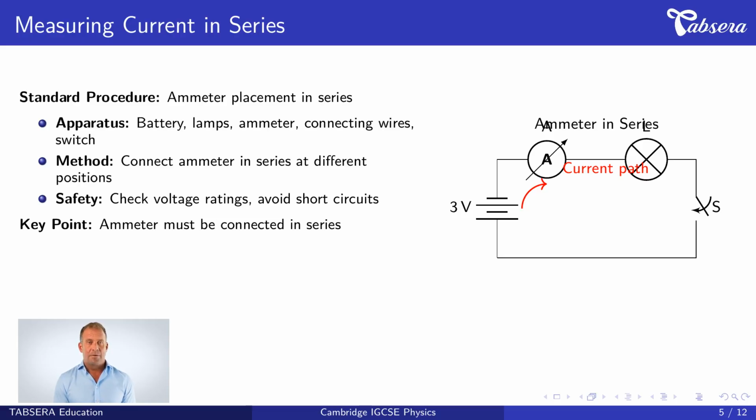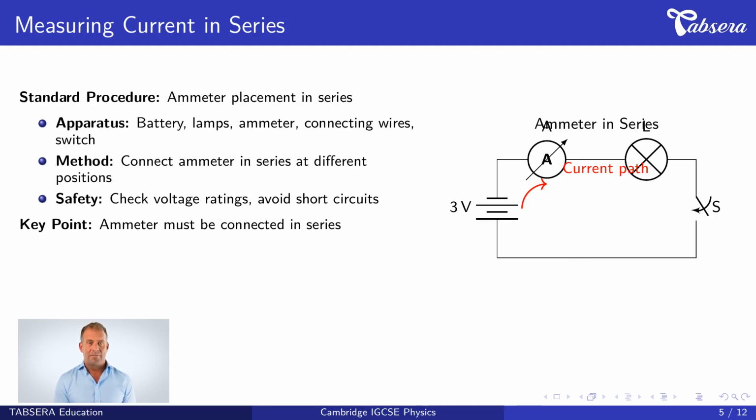Now we examine the experimental method for measuring current in series circuits. This follows Cambridge IGCSE standards. The apparatus needed includes a battery to provide electrical energy, lamps as circuit components, an ammeter to measure current, connecting wires for electrical connections, and a switch for circuit control.